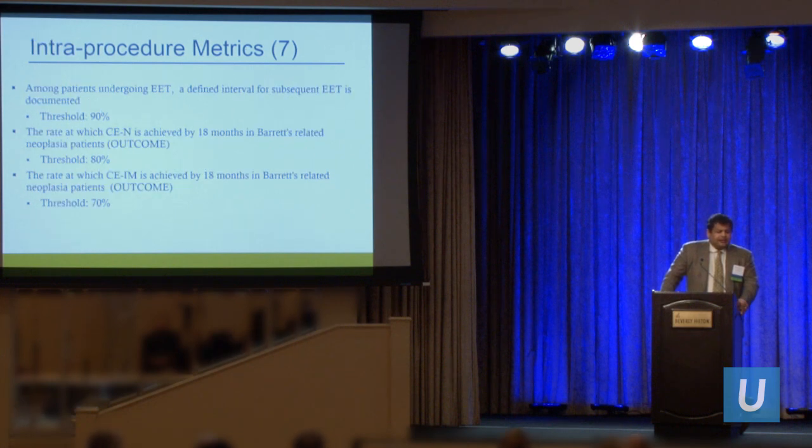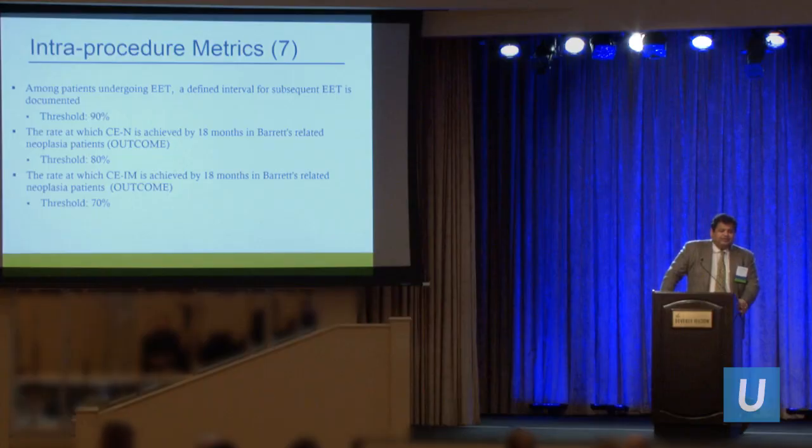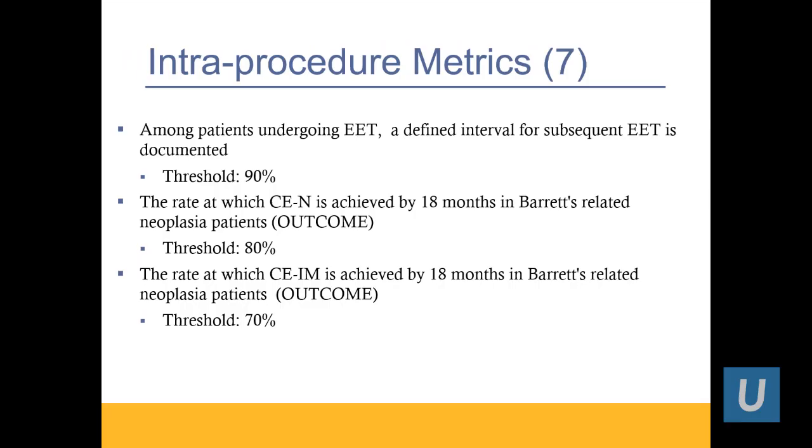Intra-procedure metrics again, other additional ones are, once you do endoscopic eradication therapy, you have to tell them when they need to come back. And again, most quality measures are always sort of process, like, did you do something or not? But this is a hard outcome. If you're doing this, you should be able to get rid of all the dysplasia and neoplasia in 80% of patients within a year and a half, okay? If you're not doing that, you have to wonder what's going on. Same thing, you should get rid of all the Barrett's in 70% within 18 months, okay?